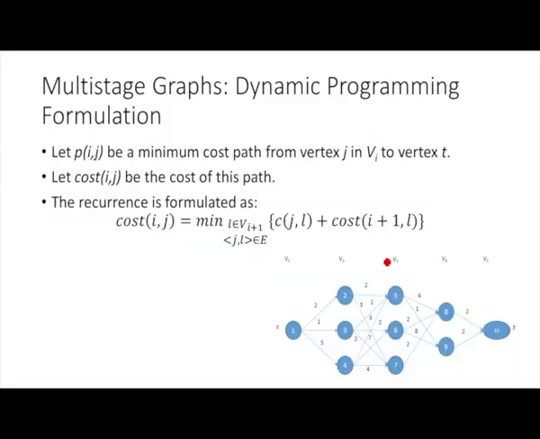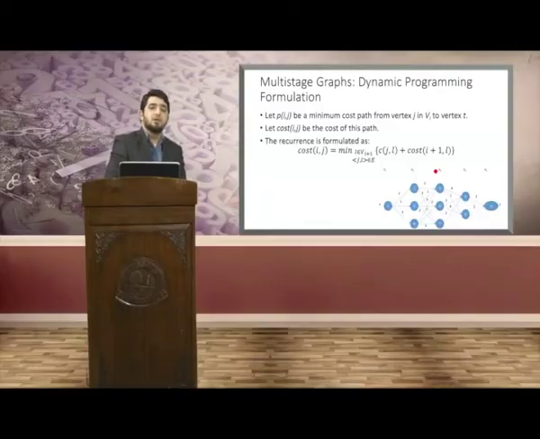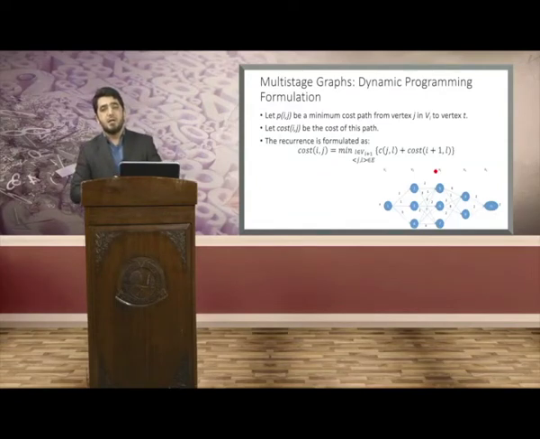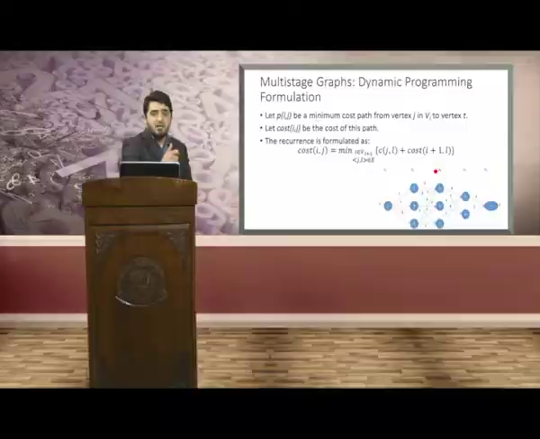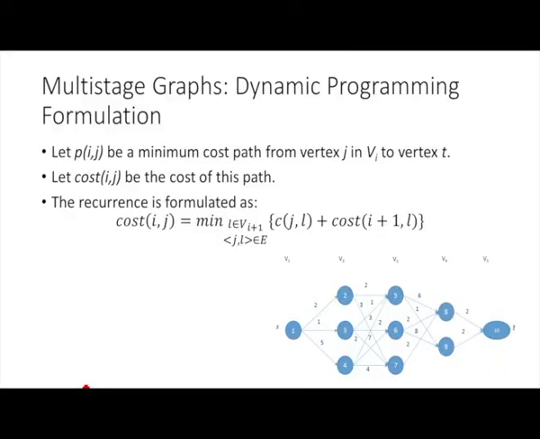So let's try to formulate a solution for this multi-stage graph problem using dynamic programming. Now let P of i comma j be a minimum cost path from vertex j in Vi, in stage i, to vertex T, the final vertex. So we are in some stage i and we are choosing some node j in that particular stage to go to vertex number T. So P of i comma j is the minimum cost path from vertex j in Vi, meaning stage i, to vertex T, the final vertex in the last stage.